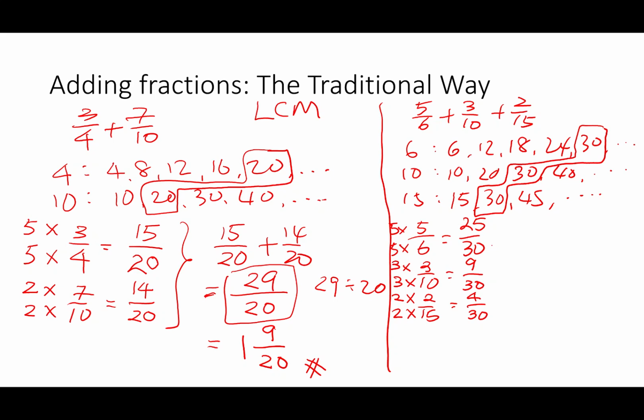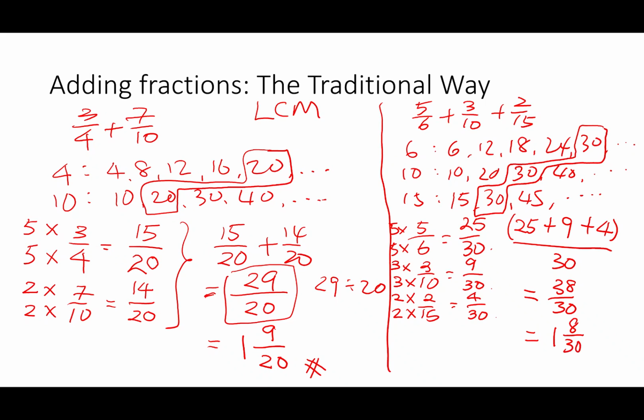So then we notice that the denominators are all 30, the same. In this case, we can simply add the numerators together. So 25 plus 9 plus 4 over 30. And this will give us 38 over 30. And remember, this is an improper fraction, and it's usually easier to see in a mixed fraction format. So 38 divided by 30 gives us 1, and remainder 8 over 30.